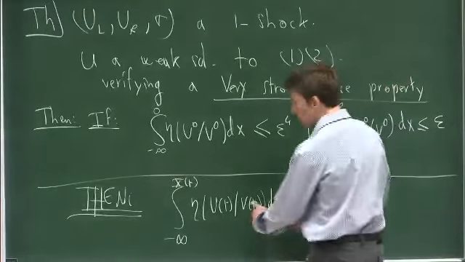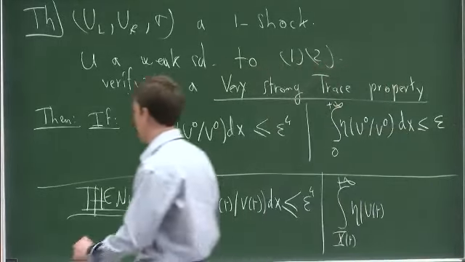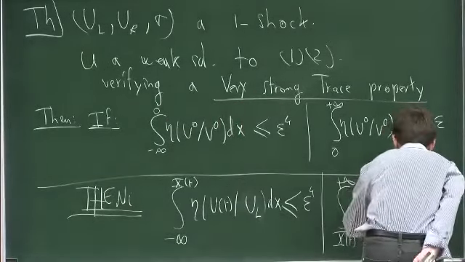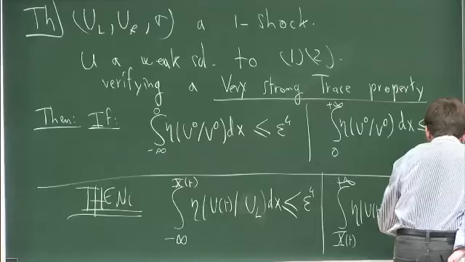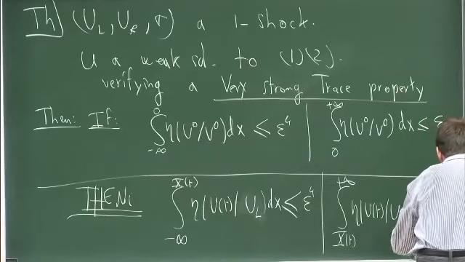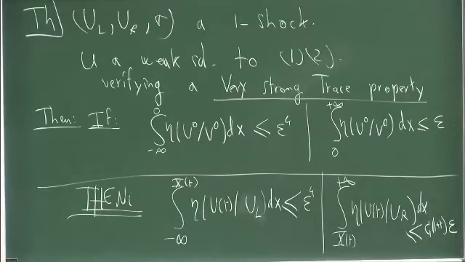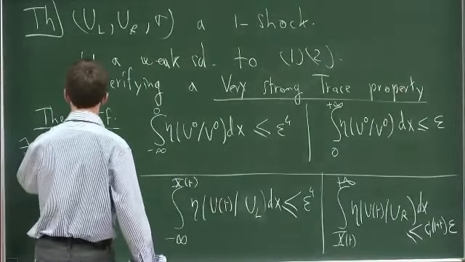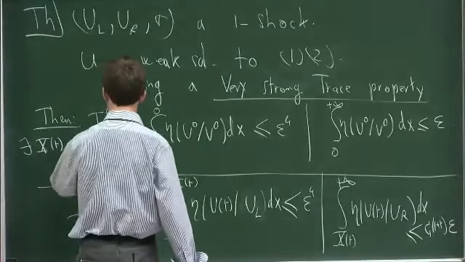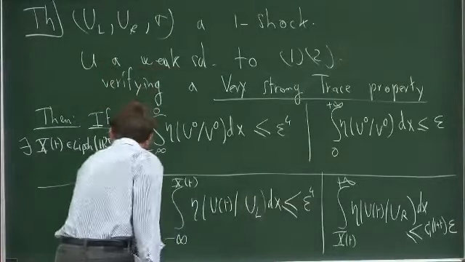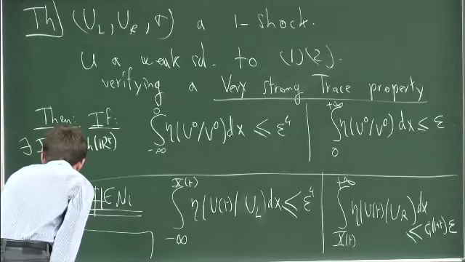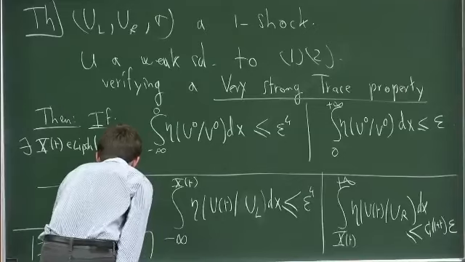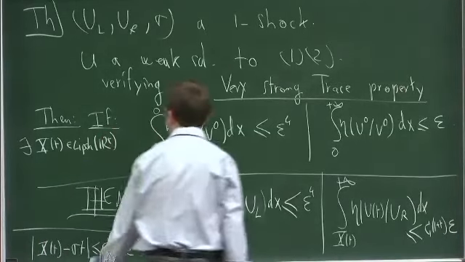Sorry, no, it's UL. Let me write it down, and then I will explain things. And the dx is smaller than c1 plus t epsilon. And what else should I have said? There exists x of t, which is Lipschitz on R plus. And on top of it, x of t minus sigma t can also be controlled by a constant times square root of epsilon t.